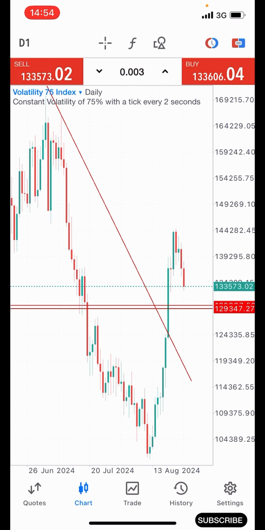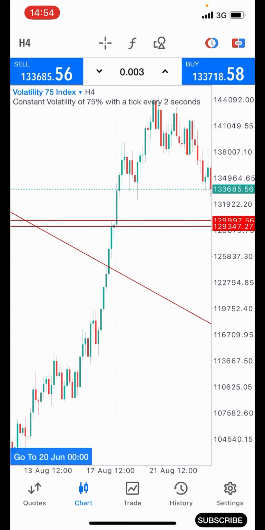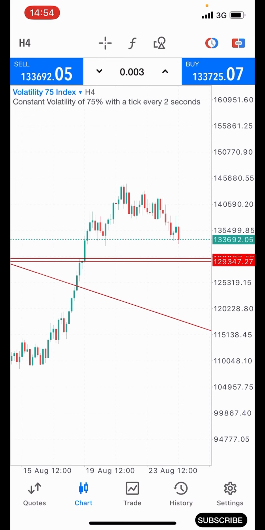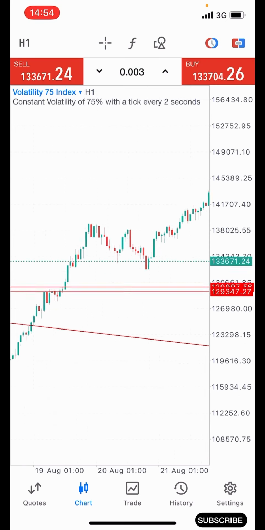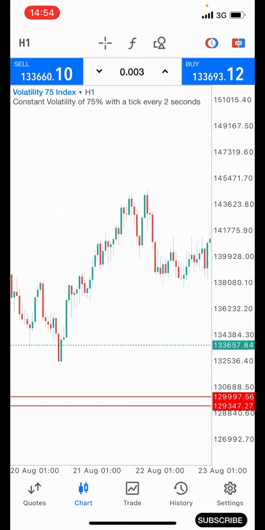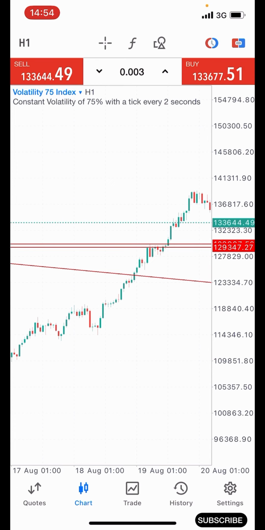I went down to the 4-hour time frame to see how the market was going. After getting this view from the 4-hour time frame, I stepped down to the 1-hour time frame. Here on the 1-hour time frame, as you can see, currently the price is in an uptrend.